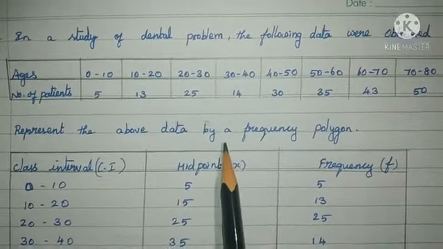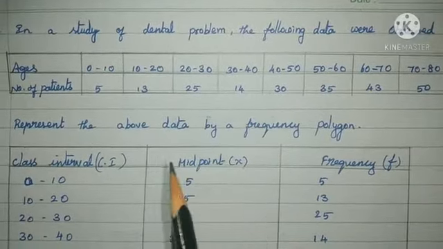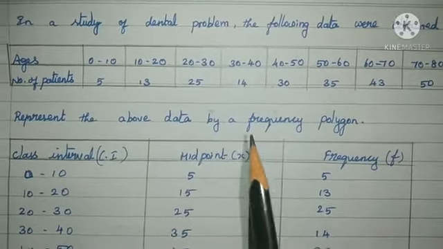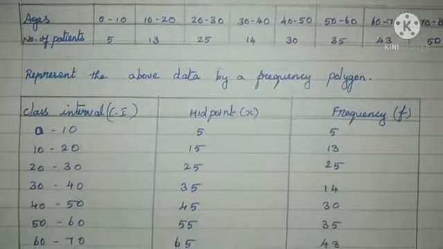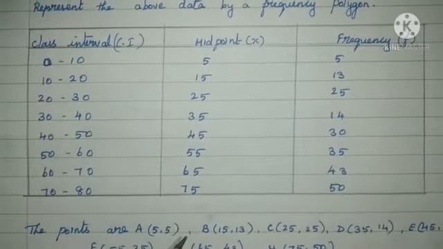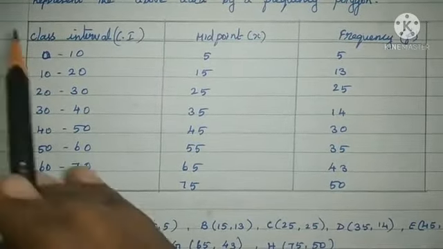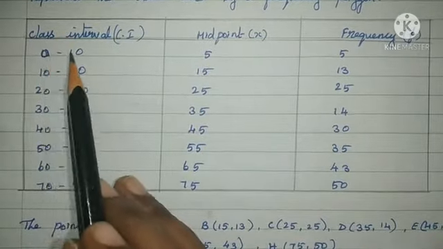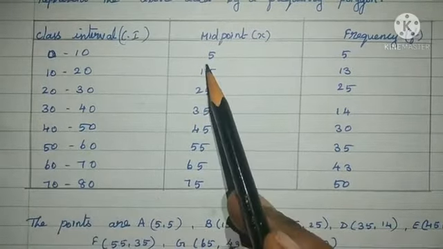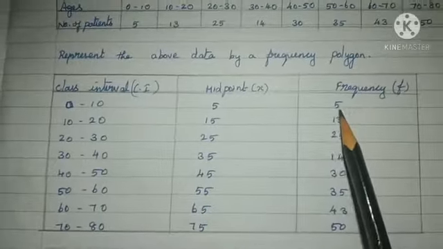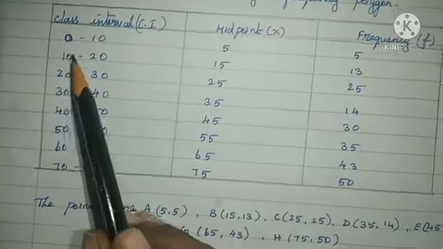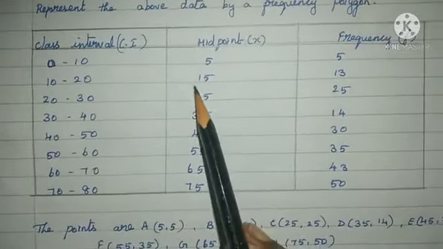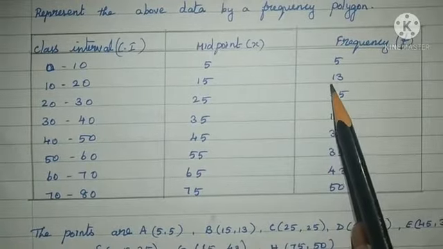Here we are not going to construct the histogram, we are directly going to construct the frequency polygon. To construct the frequency polygon, first you have to find out the midpoint of the class interval. First the class interval is 0 to 10. For 0 to 10, the midpoint is 5 and its frequency is given as 5. And the second class interval is 10 to 20. For 10 to 20, the midpoint is 15 and the class interval frequency is 13.